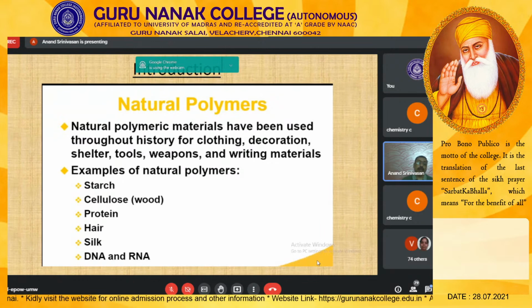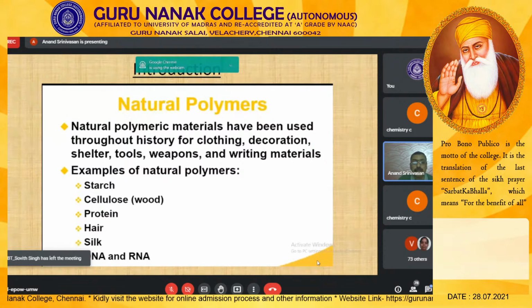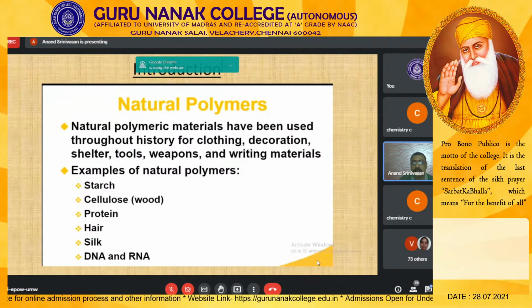So if no further question, let me move on to natural polymers. I'm going to give an introduction about natural polymers. Natural polymeric materials have been used throughout history. In fact, it is prevalent from our ancestral period as well. From the Neanderthal period itself, natural polymers were used. You can see our ancestors have been using natural polymers for clothing, decoration, shelter, tools, weapons, and writing materials as well. Some of the polymers that I've indicated fall into the category of natural polymers: starch, cellulose, protein, hair, silk, DNA, and RNA, which you are very familiar with.